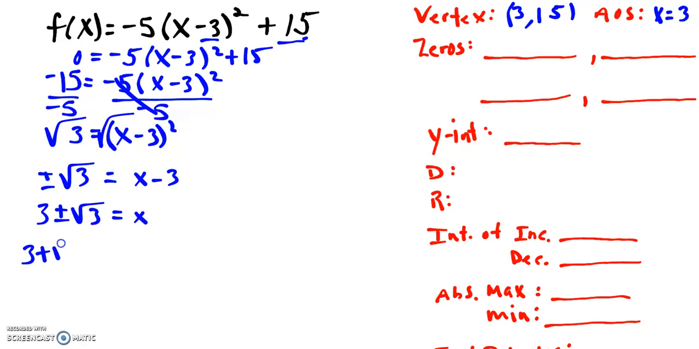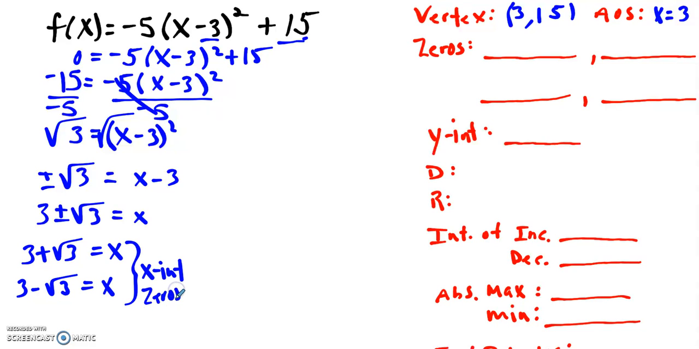So this is two different values. 3 plus radical 3. That's one of the x's. And the other x is 3 minus radical 3. So those are the two x-intercepts. Those are the zeros. And let's put those over here. So we have (3 plus square root of 3, 0) and (3 minus square root of 3, 0). So these are exact. Don't come up with a value for that yet. We will find that in a moment when we go to graph.